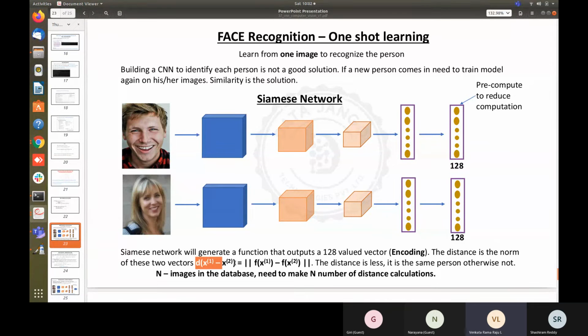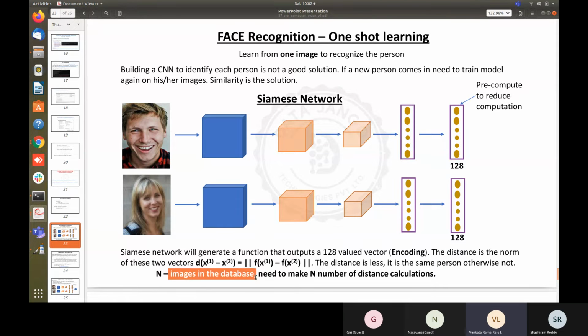So the distance between X1 and X2, anchor and positive, anchor and negative. X1 can be the anchor, X2 can be positive or negative. It can be calculated using the Euclidean norm of function of X1 minus function of X2. The function is the neural network we are designing. So the distance is the norm of the two vectors. If the distance is less, it is the same person, otherwise not.